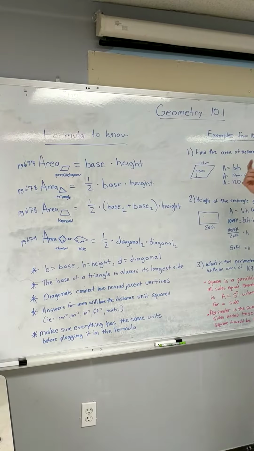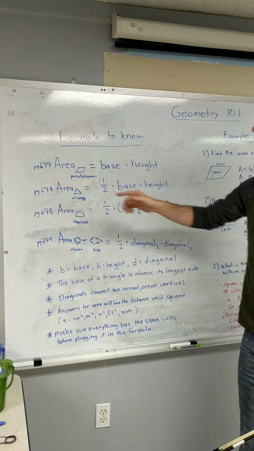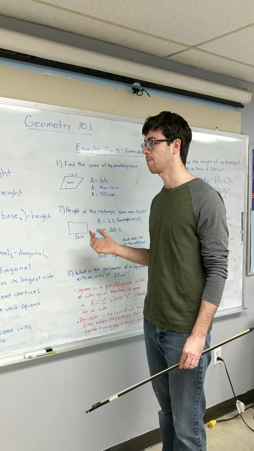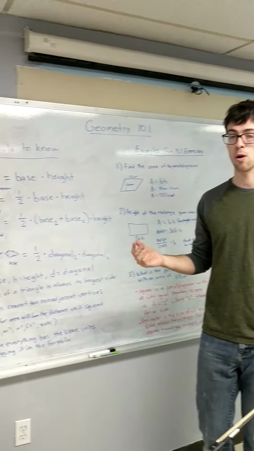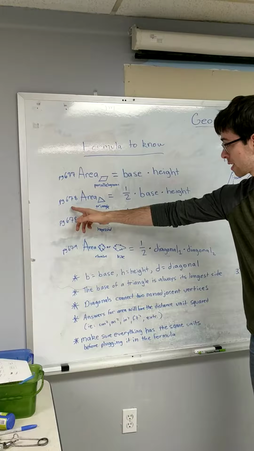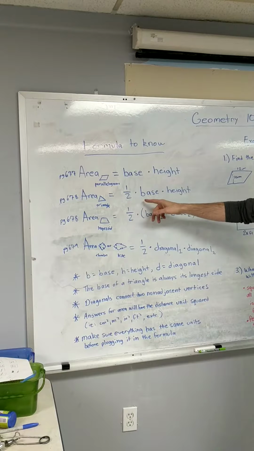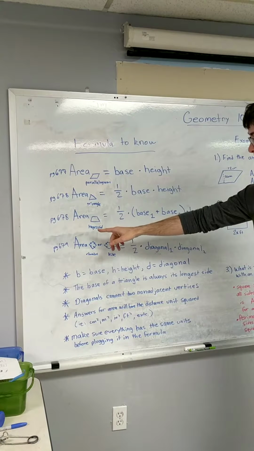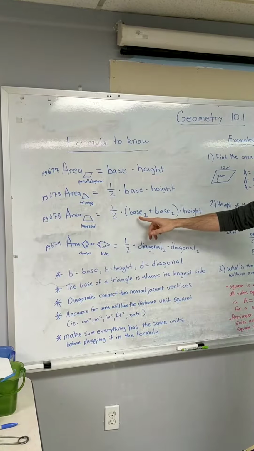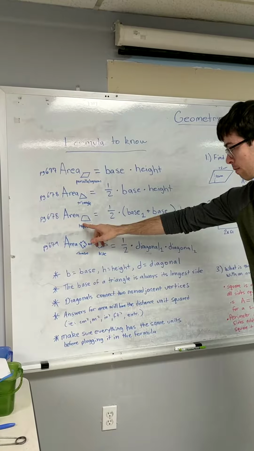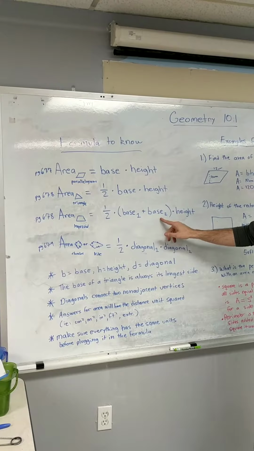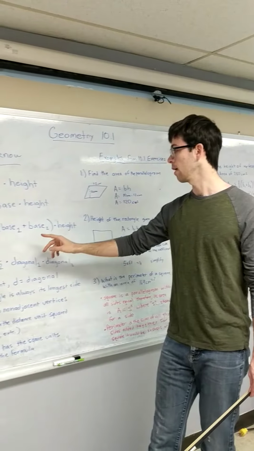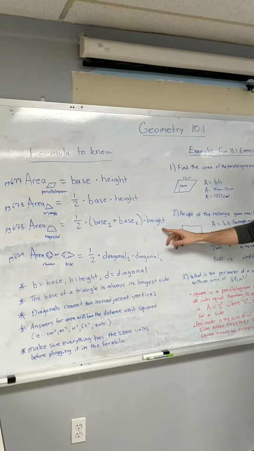The first area formula found on page 677 is the area for a parallelogram. It is simply the base times the height. The next formula is the area of a triangle. It's found on page 678. It's equal to 1/2 the base times the height. The area of a trapezoid found on the same page is 1/2 times base 1, which would be the bottom or the top, and base 2, which would be the other one. Notice a trapezoid has 2 bases. Anyway, that's also multiplied by the height.